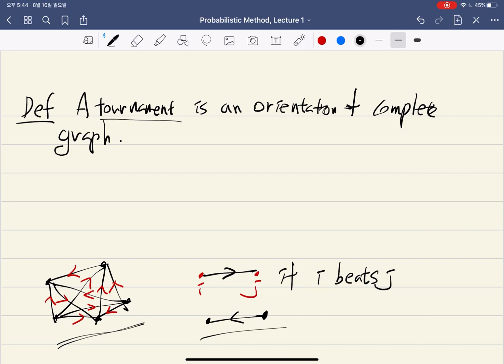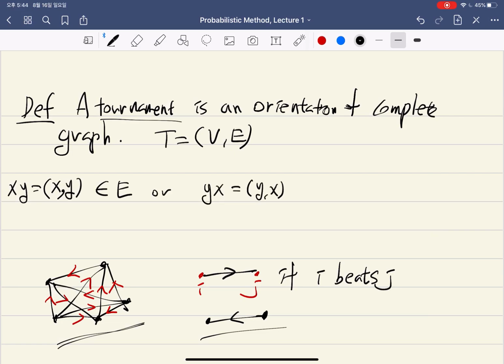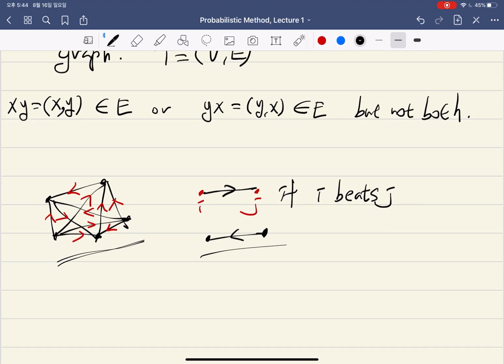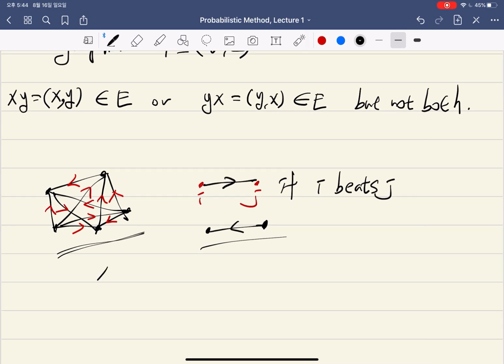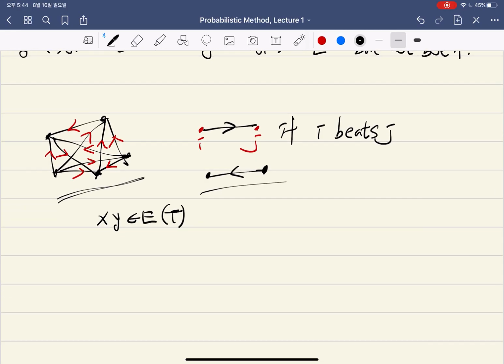And we write that the tournament T consists of the vertices and edges. And an edge is, let's say, (x, y), or we just write xy is in E, or yx is in E, but not both in this tournament case. And if xy is in the tournament, then we say that y is an out-neighbor of x and x is an in-neighbor of y.